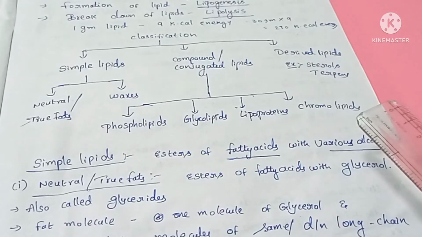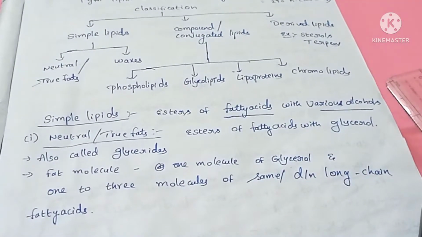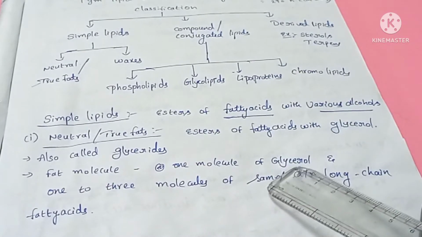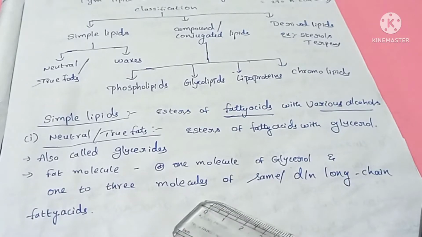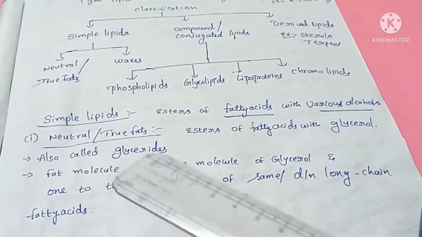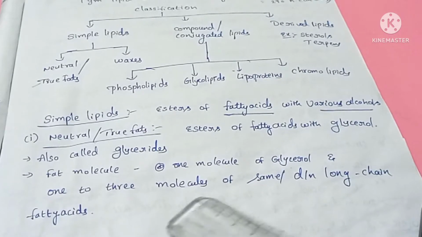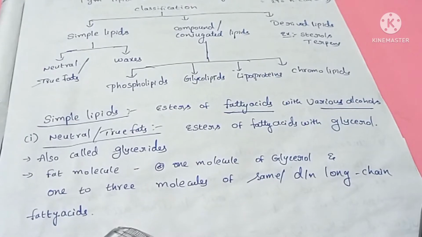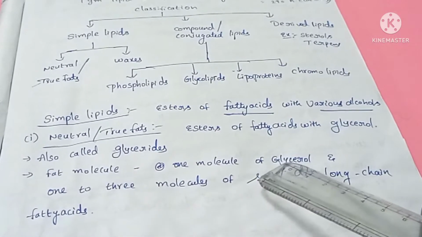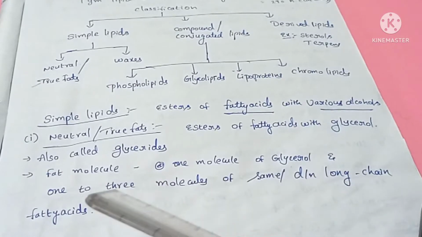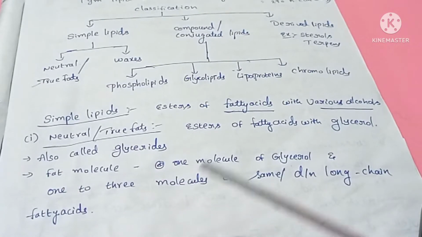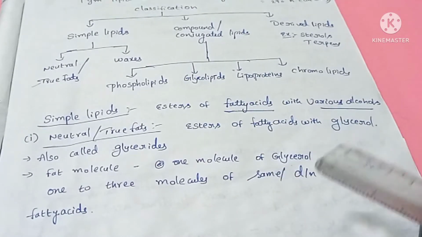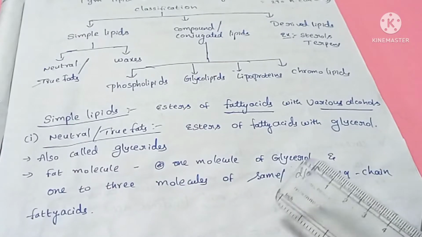If we take a fat molecule, what does it contain? It contains 1 molecule of glycerol and 1 to 3 molecules of fatty acid. It may be 1, 2, or 3 molecules of the same type, or it may be different types of fatty acid. One molecule of glycerol is present. It may contain either one, or 2, or 3 molecules of the same type of fatty acid, or different kinds of fatty acids will be present in a fat molecule.